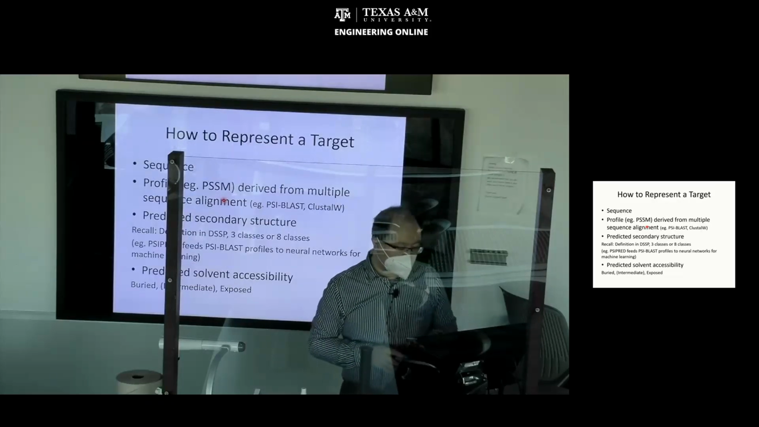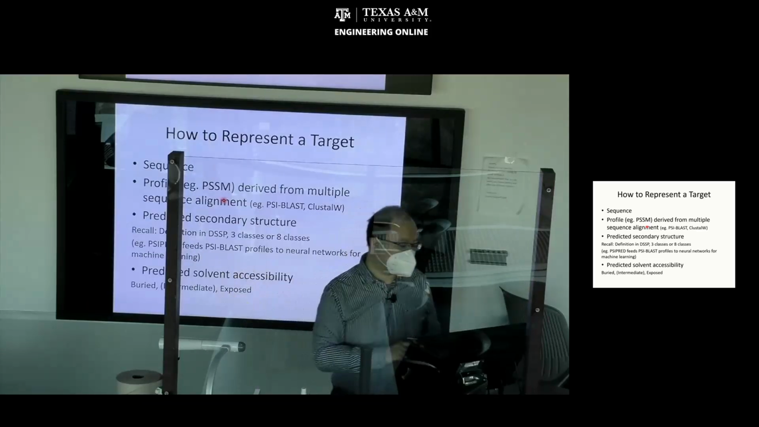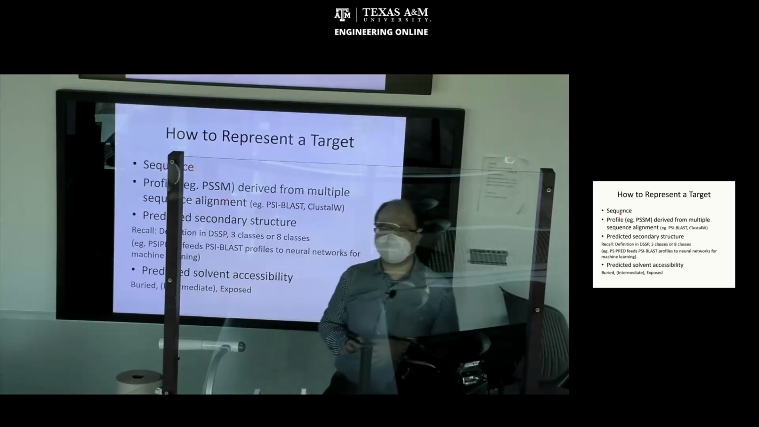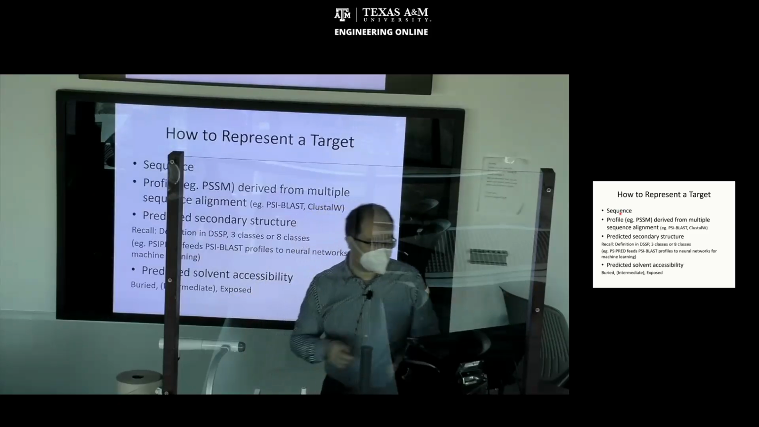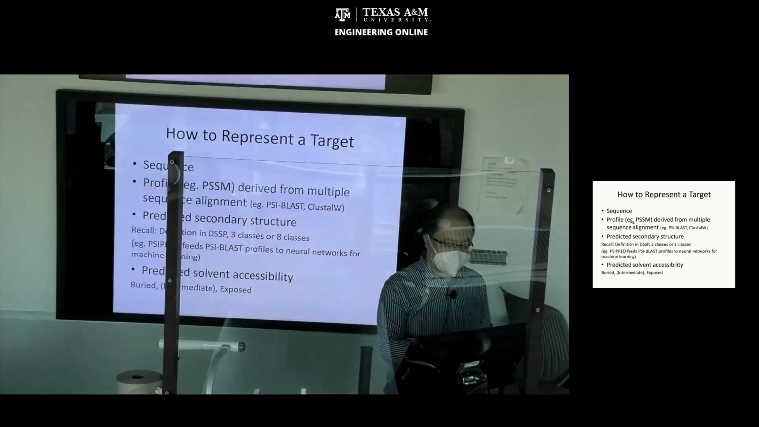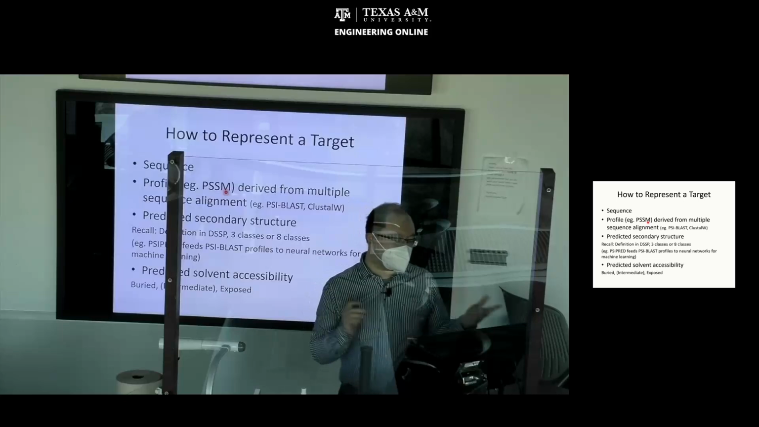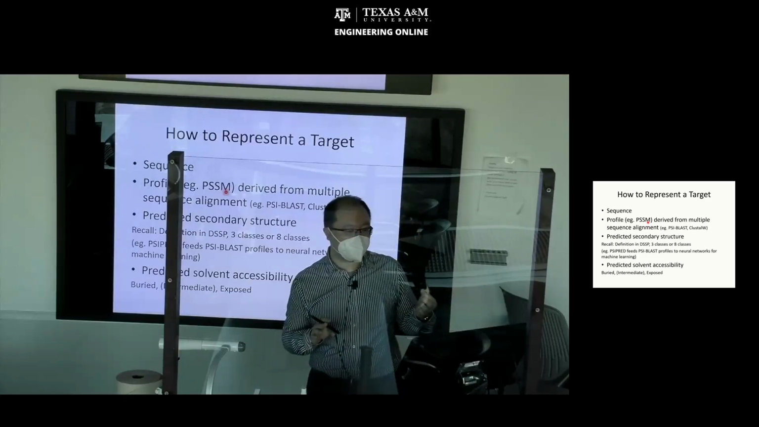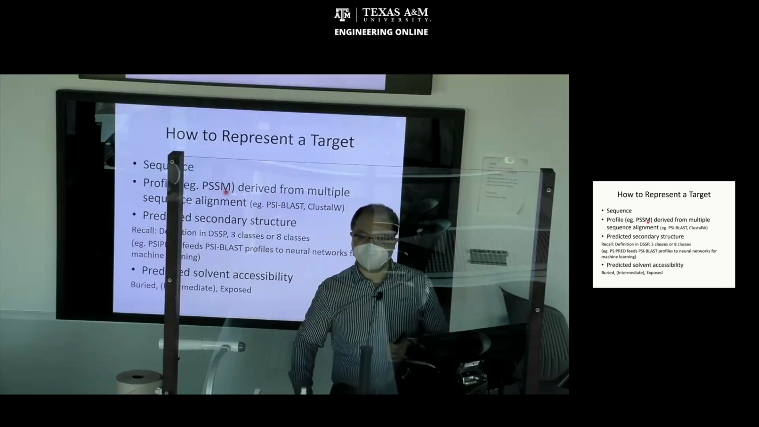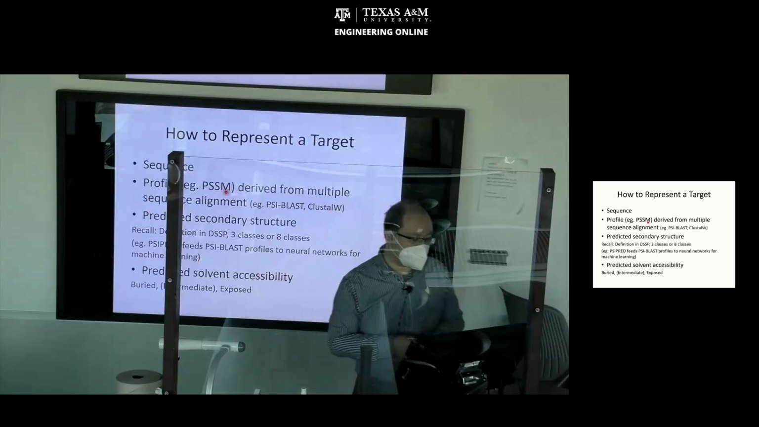So, how do you represent a query or a target? The easiest way is just to look at the sequence alone, right? Just a string. But you have learned something more than that. You can use the profile, or the position-specific scoring matrix derived from multiple sequence alignment. You can look at the profile instead of the sequence. It's not a fixed point for every position, but a random variable with a distribution, right? A probability mass distribution.